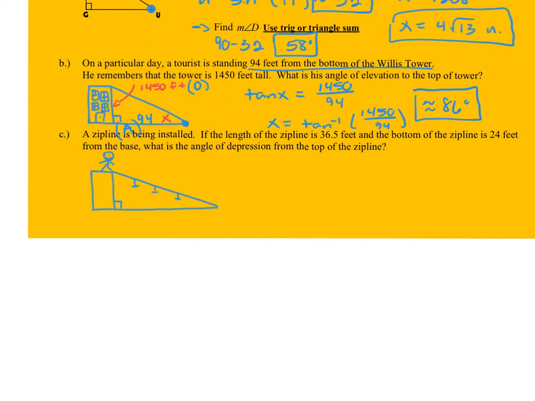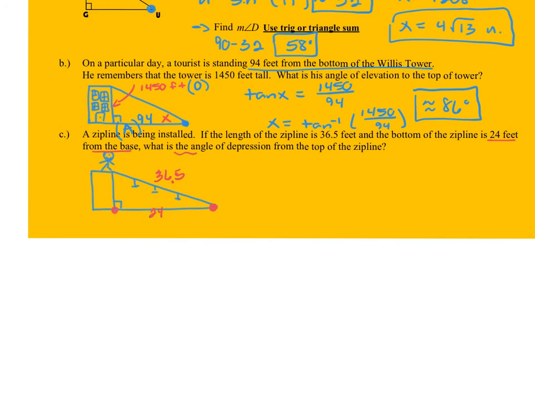Last one we're going to look at is going to be a zip line. So we've got a zip line. The length of the zip line is 36.5 feet. Remember, the zip line is the physical line right here. So this is going to be 36.5. The bottom of the zip line is 24 feet from the base. So from here, so this is going to be our 24.